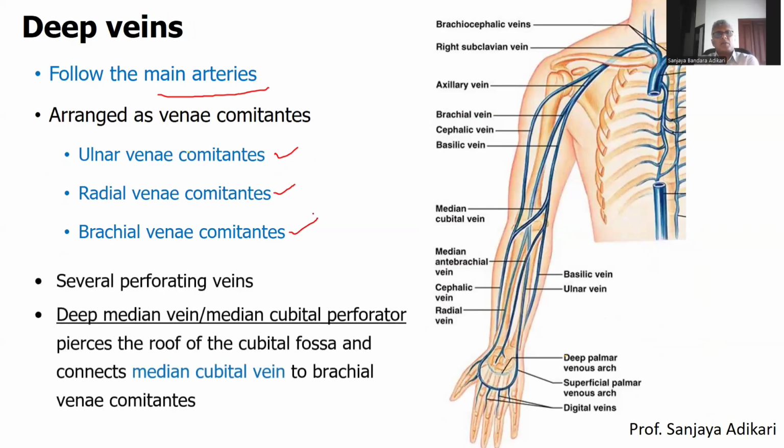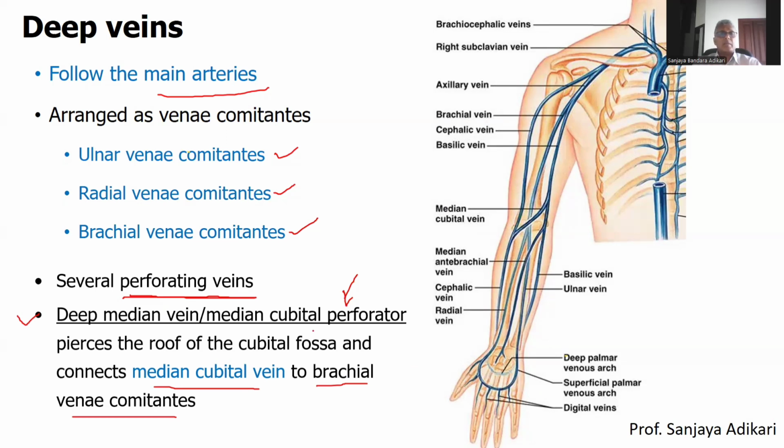And when it comes to perforating veins, even though there are several perforating veins in the upper limb, compared to the lower limb, there are few in number. And there is one important perforator in the upper limb, which is called the deep median vein, or sometimes the median cubital perforator. Now, why is it important? This perforator connects the median cubital vein, which is a superficial vein, to the brachial venae comitantes, which are deep, at the cubital fossa here.